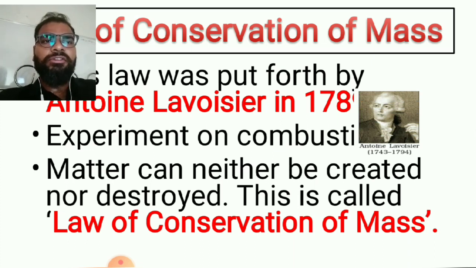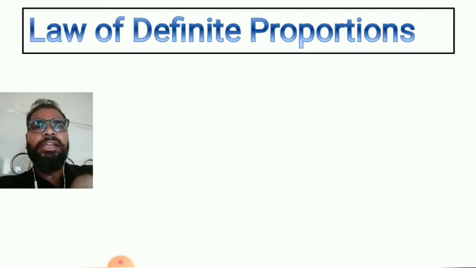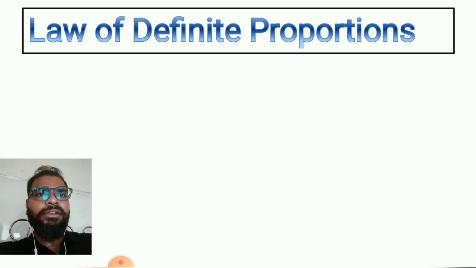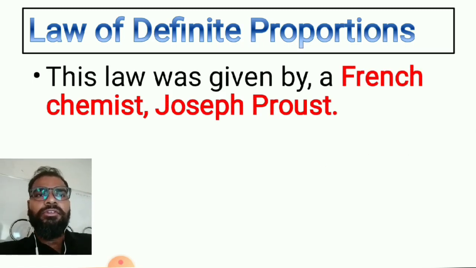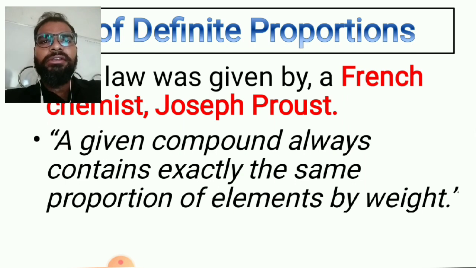Then the second one, that is the law of definite proportions. This law was given by the French chemist Joseph Proust. What is it? A given compound always contains exactly the same proportion of elements by weight. A given compound always contains exactly the same proportion of elements by weight. And the photograph of Joseph Proust has been given over here.